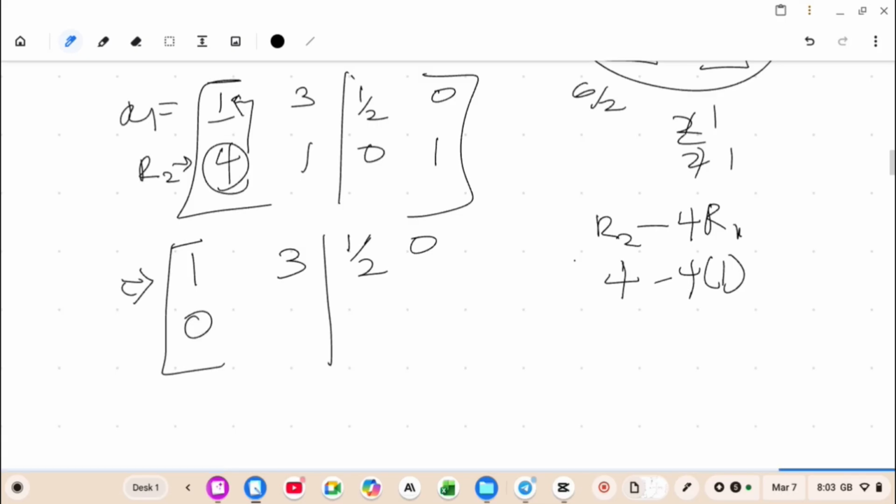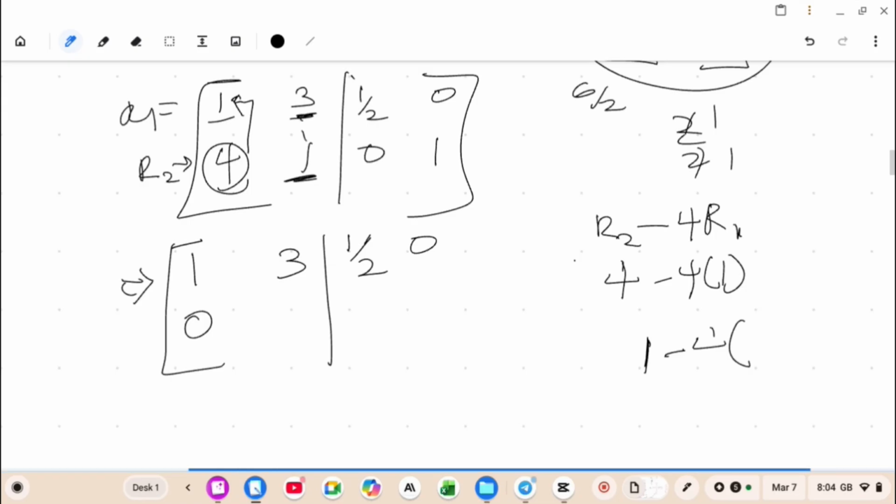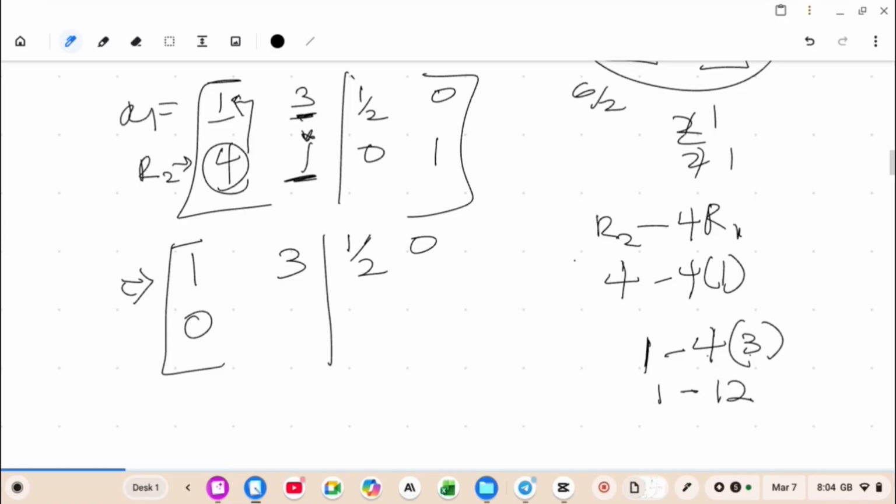We perform the same operation on this one. We said row 2 minus 4 row 1, and row 2 now is 1. So this 1 minus the 4, but now the row 1 entry corresponding to this 1 on row 2 is 3. So we multiply 4 by 3, which gives 12. So it's 1 minus 12, and that will give us negative what? 11. So we have negative 11 here.